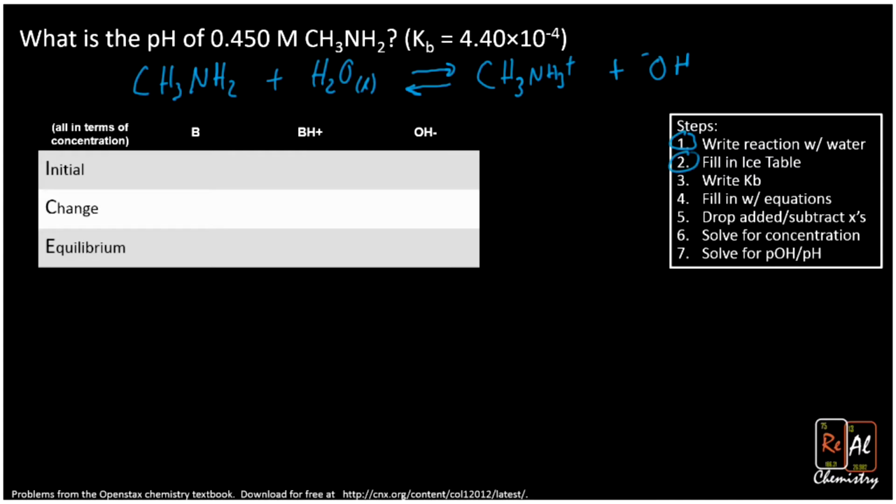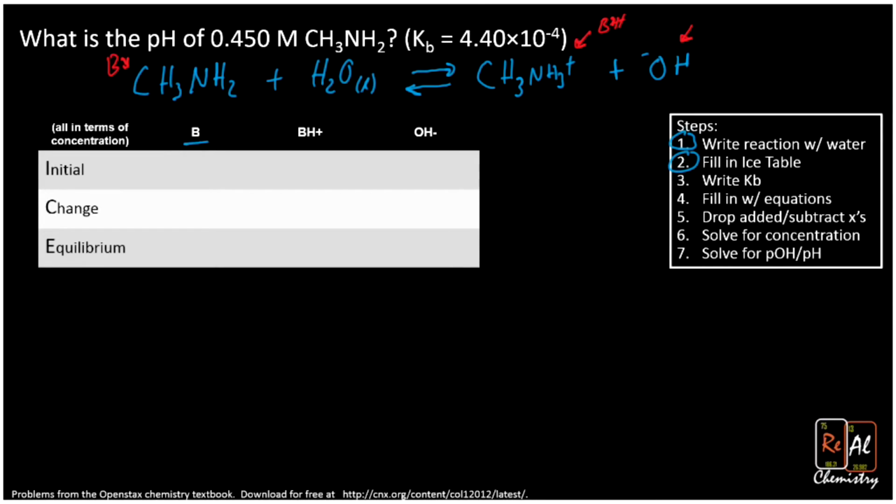Okay, now we're ready to fill in the ice table. Here on the ice table, I have 3 columns. B, which stands for base, that's my methylamine. BH plus, which stands for my conjugate acid over here, and OH minus, which is right there.